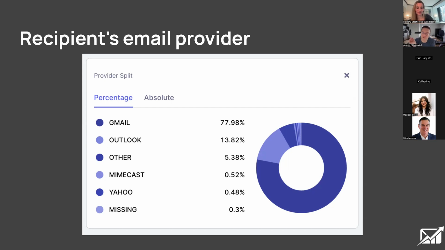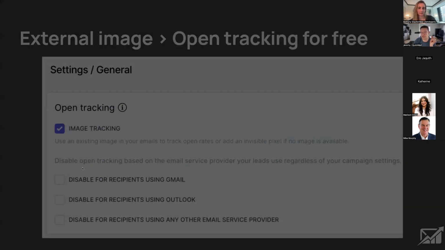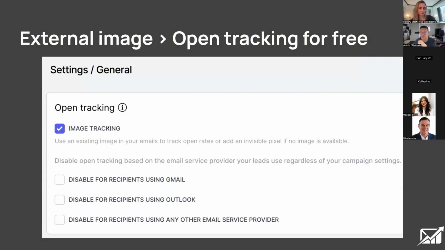Thank you, Eric. So Eric is using tracking. If you're using tracking, do you also use images? And if you're using images, then you could use effectively the image tracking option here. You will basically use an existing image in your email, and it will use that for tracking instead of using the open tracking.